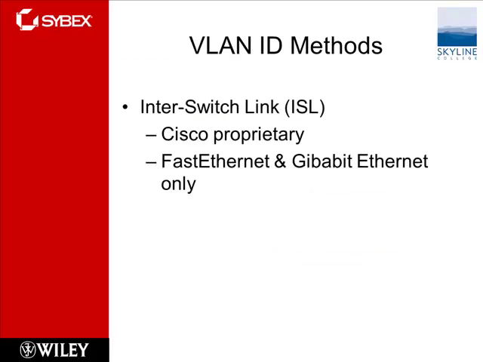These are the IDs. You need to know about ISL just to know about ISL. I don't think that you're going to see ISL unless you have an older switch, because Cisco doesn't use it anymore. Inter-Switch Link protocol, Cisco proprietary. Has to be Fast Ethernet and Gigabit Ethernet only. And I think you're going to find that all these things are going to have to be on at least a Fast Ethernet connection in order to be a trunk port.